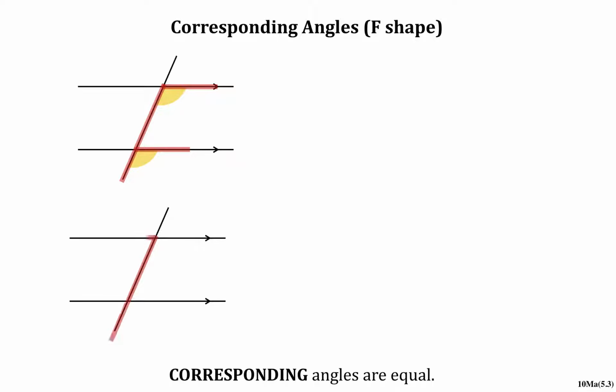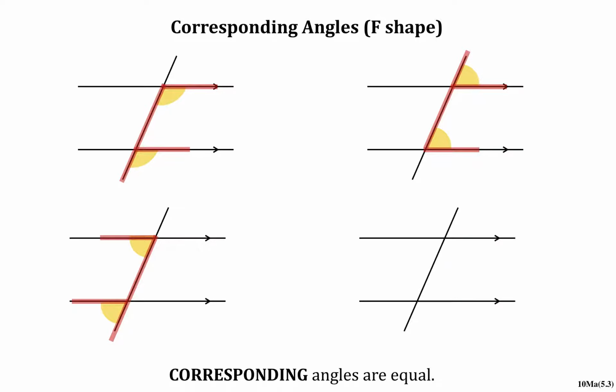Now the F could be written backwards. That's okay. Or it could be written upside down. That's okay. It's always underneath the F shape, or it's upside down and backwards. So there's 4 different ways our F shape could be situated, but every time you generate those corresponding angles, the angles are equal.